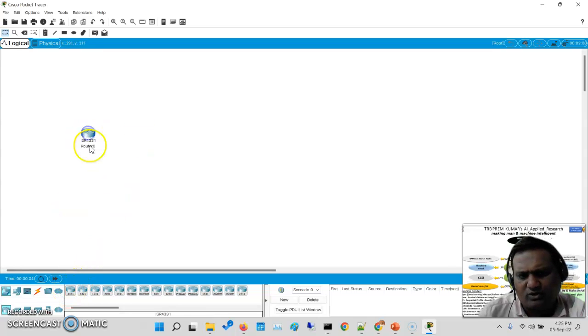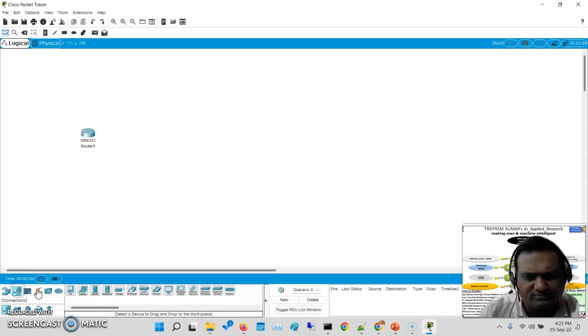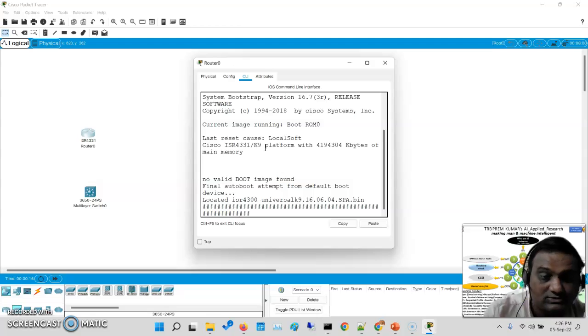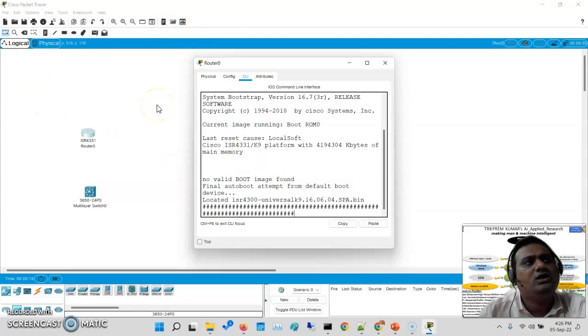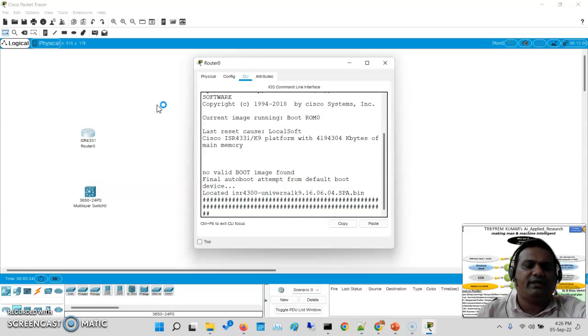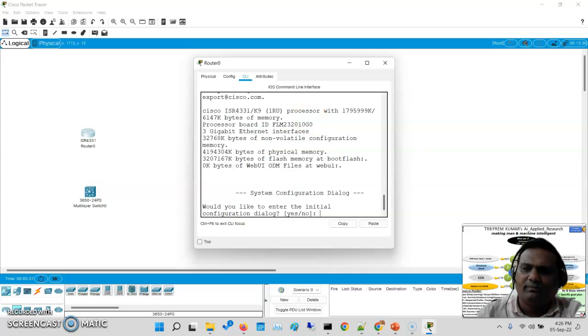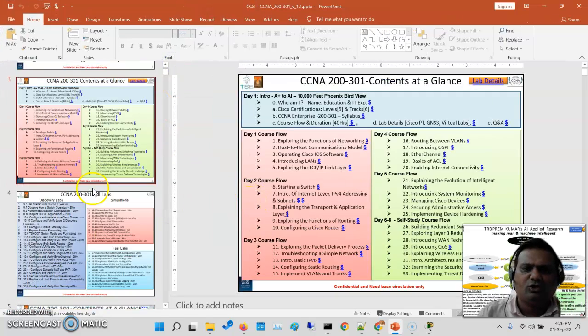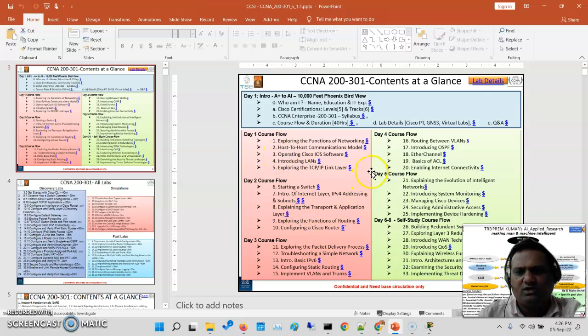We'll see how, using Cisco Packet Tracer, we'll be doing all the labs. For example, we can take a router in this, we can take a switch in this, and we can connect them and start configuring these devices. So basically, we will use Cisco Packet Tracer for the practical sessions. I'll also be using a presentation for this course, and this presentation will cover the topics in detail, what topics will be covered, and the flow is also given here, how we are going to follow the flow.